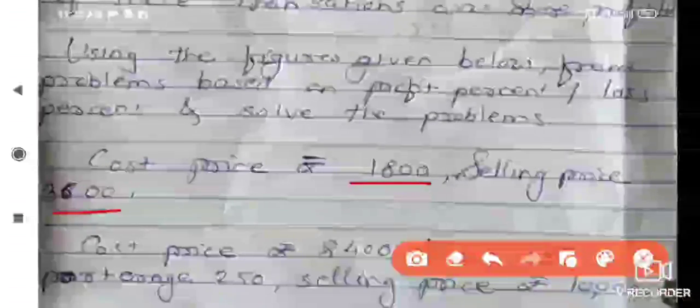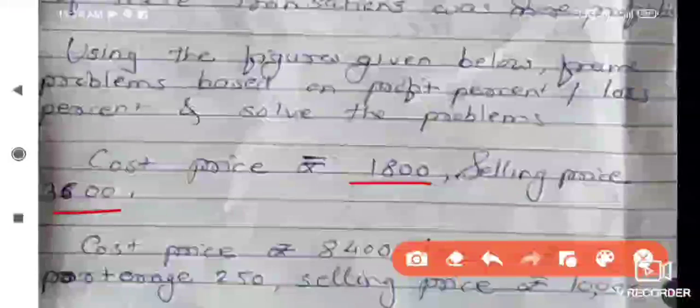So here we have to frame the question. It depends on you how you are framing the question. Okay, so I will just give you an example. If the cost price of a bed sheet is 1800 and selling price is 3600, what is its profit percent? How much is the profit percent?